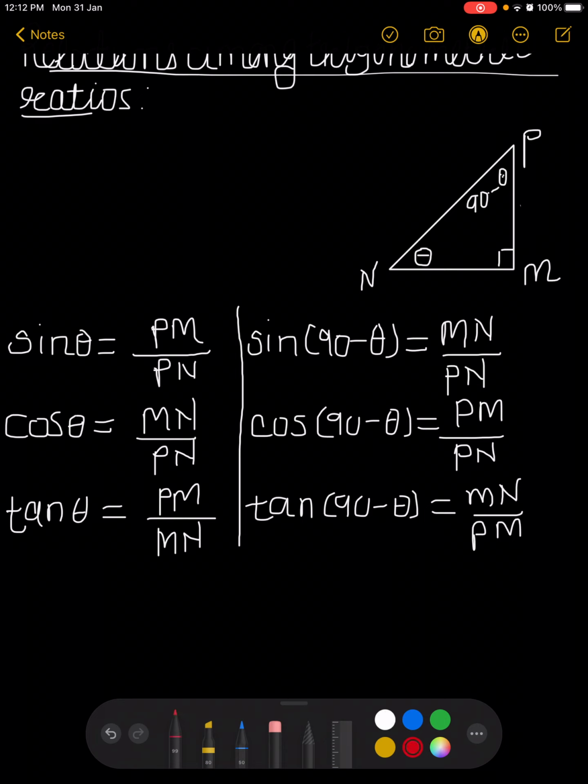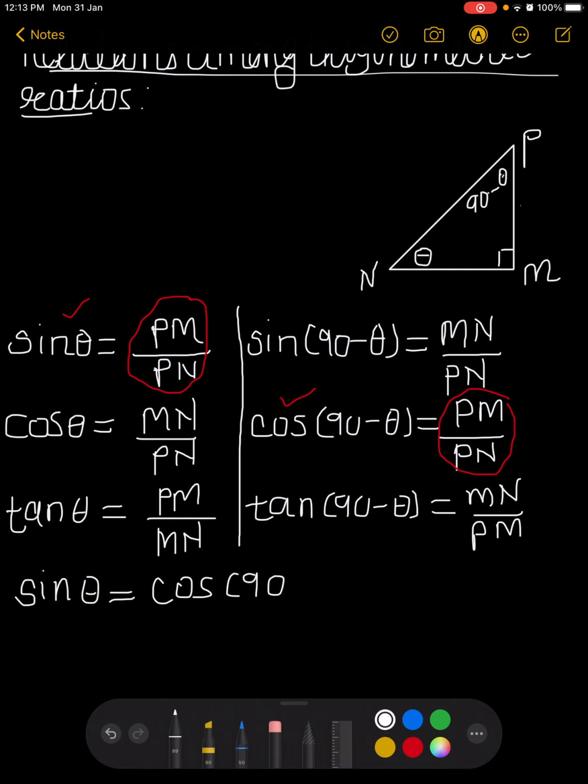Observe carefully. You have PM upon PN in sine theta and PM upon PN for cos 90 minus theta. It means sin theta and cos 90 minus theta are equal. So this is the very first relation. When two angles are complementary in a given right angle triangle, their sine and cos ratios are equal. Theta and 90 minus theta are complementary angles, hence ratios like sine and cos are equal.